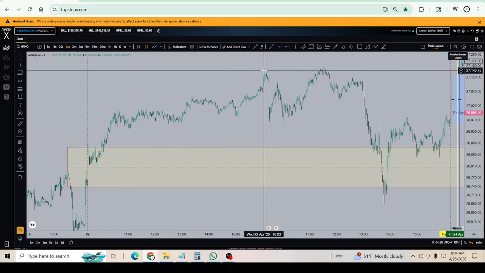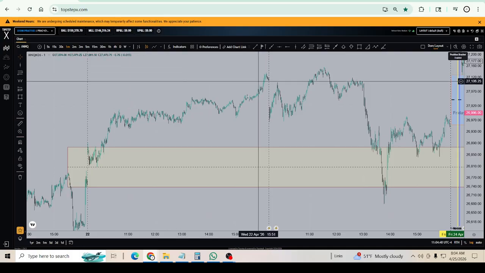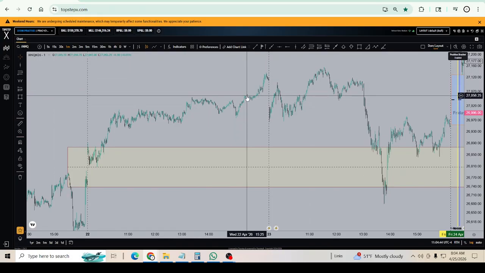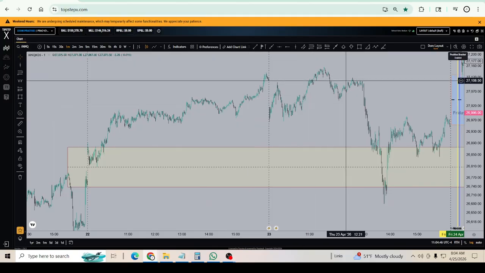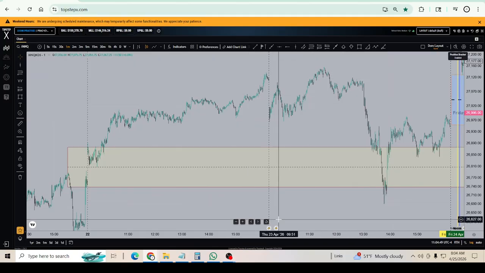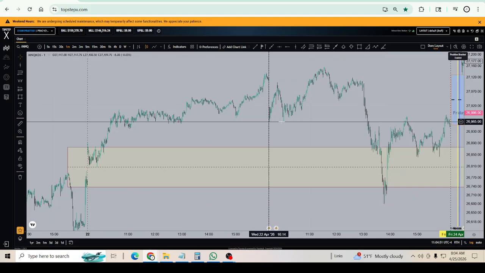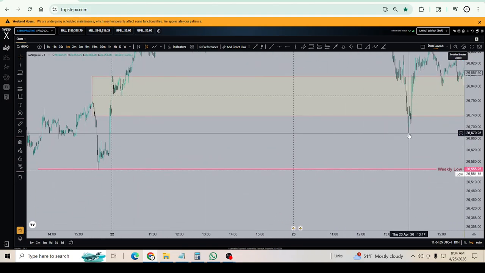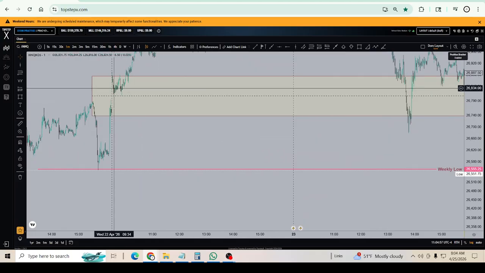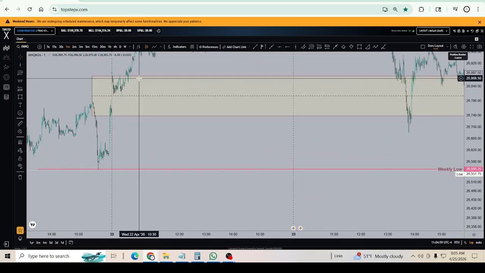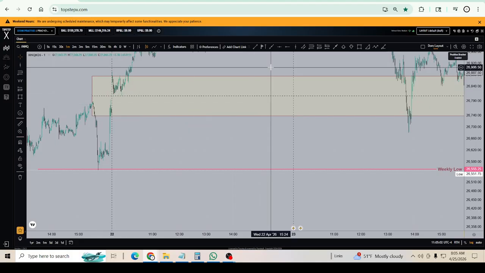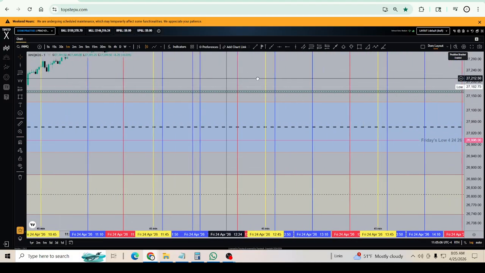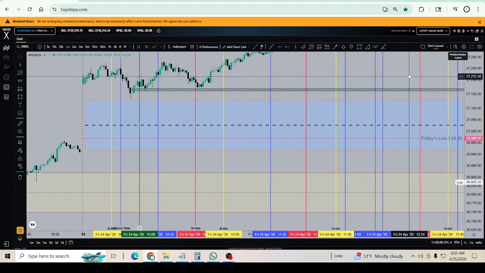But anyway, yeah. So we took out this high in the Asian session, and then price came and attacked the lows. Didn't take it out completely, but it did fill this gap of that prior session, and that's important. I'm not going to talk about gaps in this video. I'm going to focus on time and price.